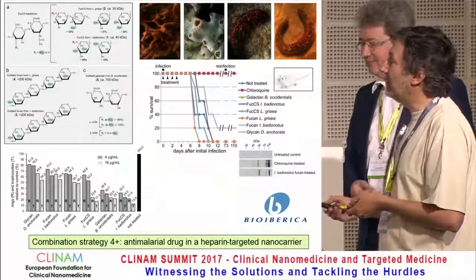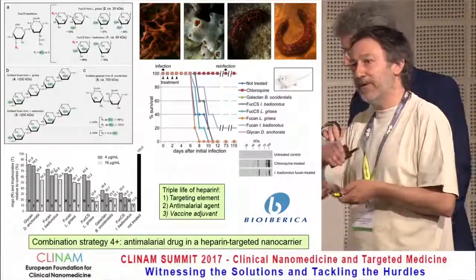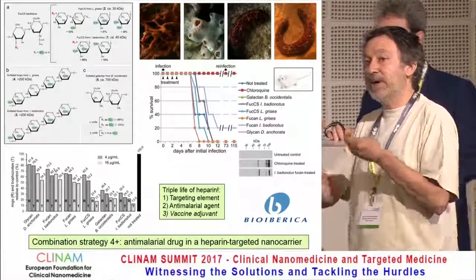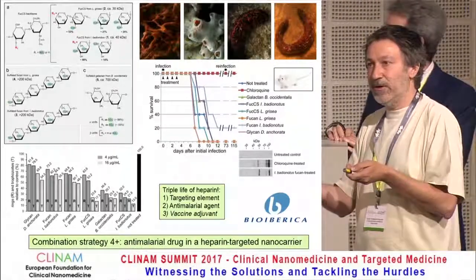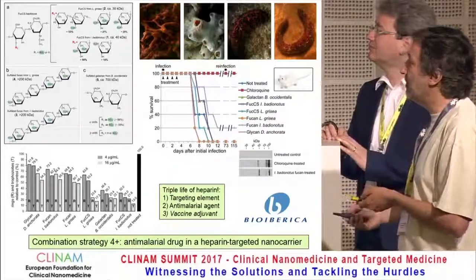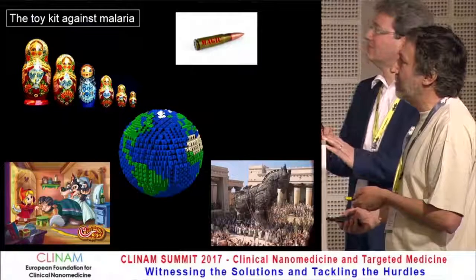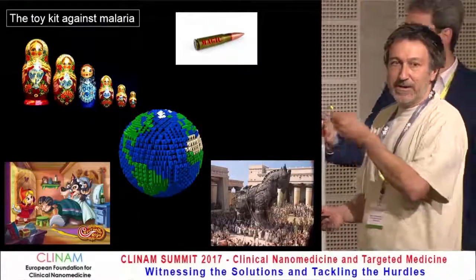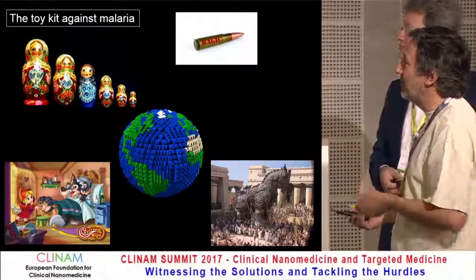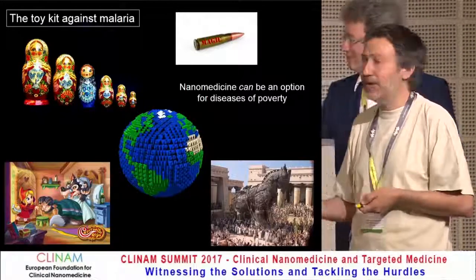So here there is clearly some protective effect of heparin, probably derived again from this inhibition of invasion that keeps the parasite in the blood circulation for a longer time, and then the immune system has time to build an immune response. So the conclusion is that we think it doesn't matter if we talk of Lego, magic bullets, Russian dolls, little red hoods, or Trojan horses, that nanomedicine can be an option for diseases of poverty.